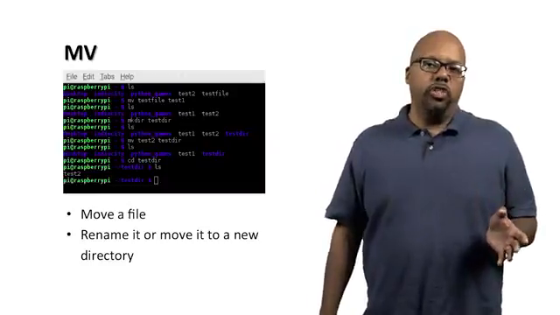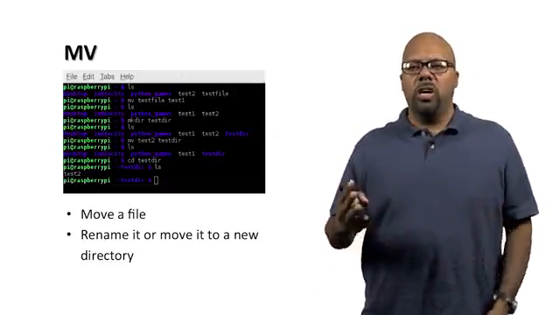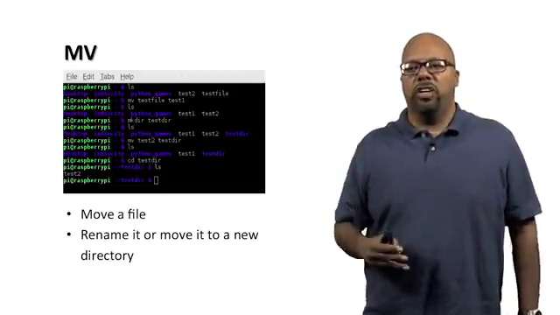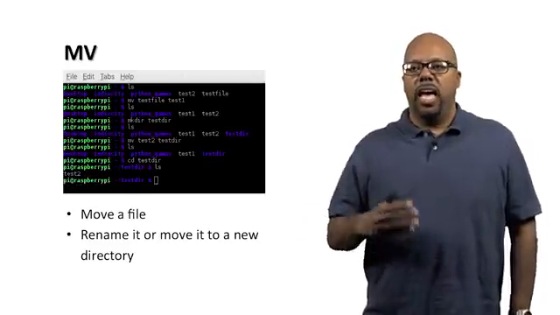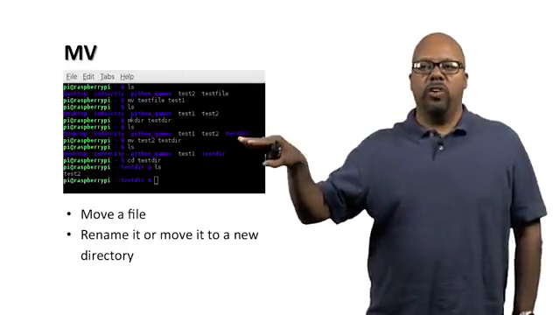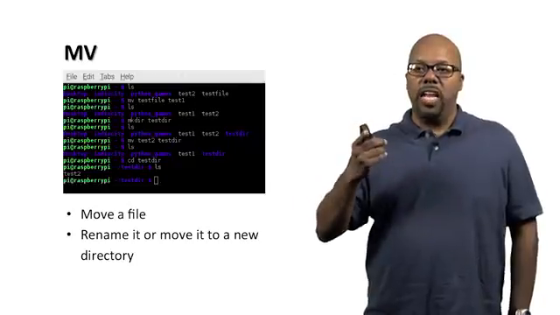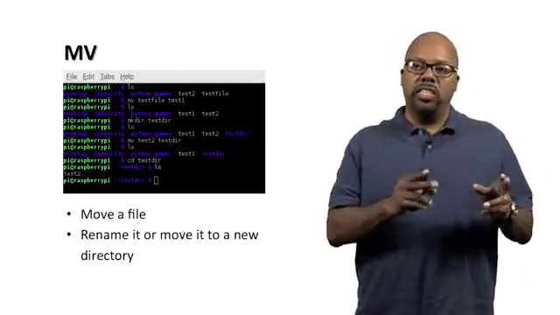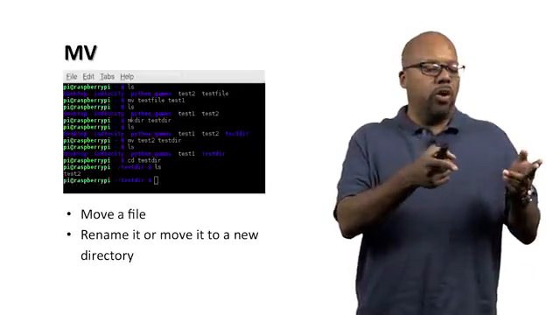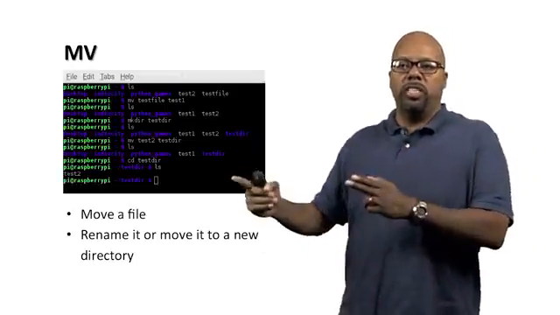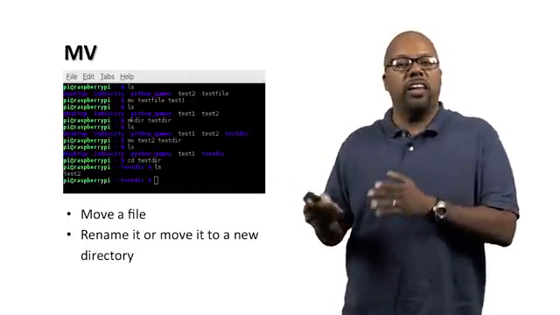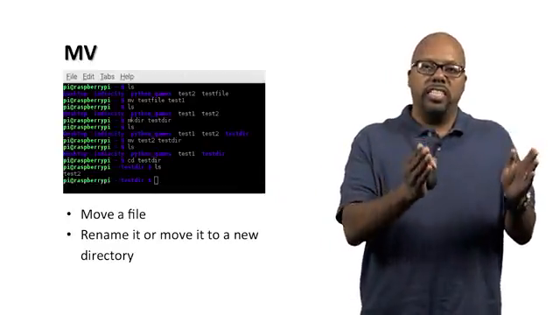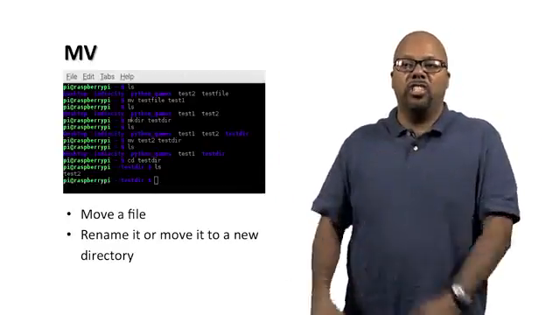Now another thing I can use mv for is to move a file to a new directory. Say I make a directory called test dir, mkdir test dir. And then I type ls, and you see there's a directory called test dir there. Then I can do mv test2 test dir. In that case, it doesn't rename test2 to be test dir. It sees that test dir exists and that it's a directory. So it takes test2 and moves it into the test dir directory.